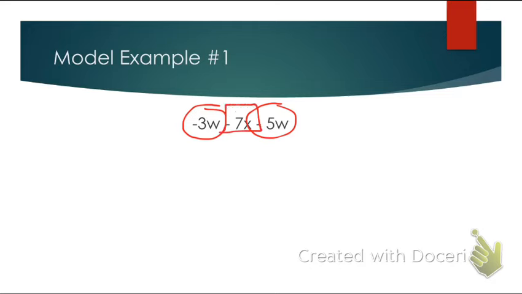So what happens here is that students sometimes forget about the signs in front, and so they will forget about their integer rules. But in this case, we need to use our integer rules to simplify. So negative 3w minus 5w would be negative 8w, and then minus 7x, because that cannot be combined with negative 8w. So that would be the answer for this if we were combining like terms.